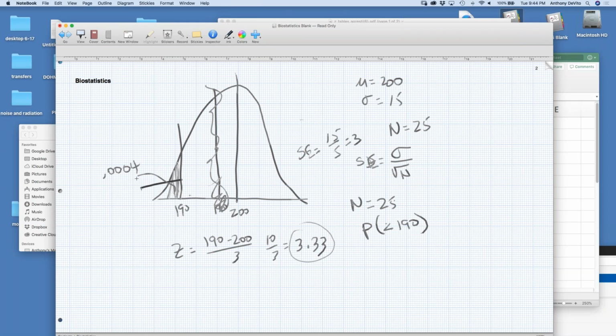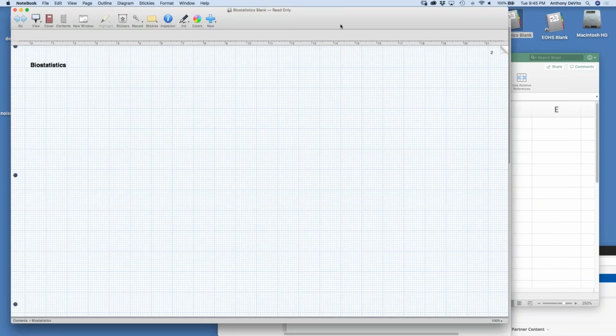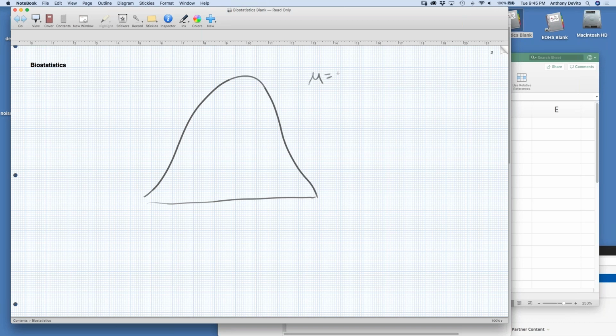I just want to go back and do one other thing with the original normal distribution that we were looking at. I'm going to draw it again and sketch it out here. Okay, I'm going to go back to our original population. Mu is equal to 200. Sigma is equal to 15. What if I asked you, what is the value above which 10% of this population resides?